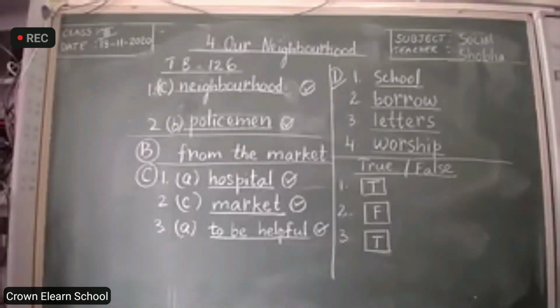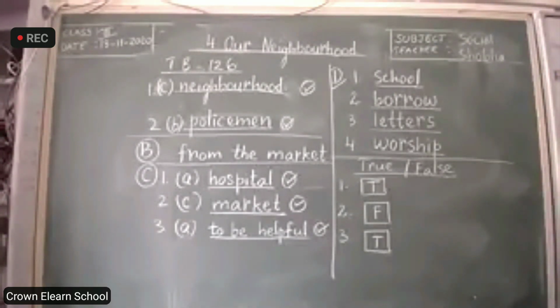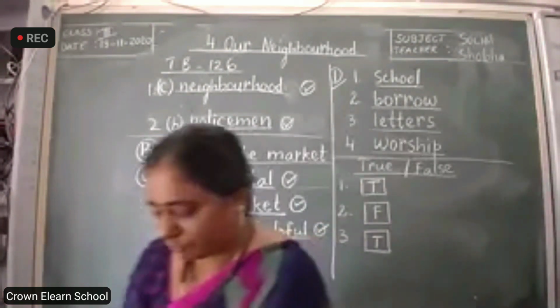So many have given answers. Very good, children. Okay, so are you ready now? Dikshita is saying she's ready. Okay. So I request children to take your class work fast.